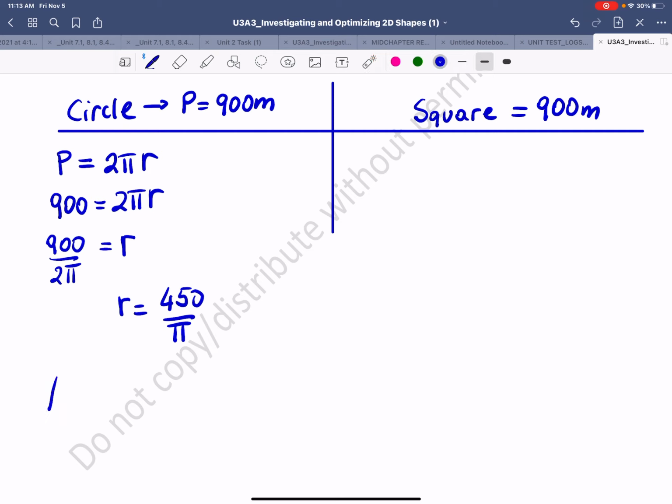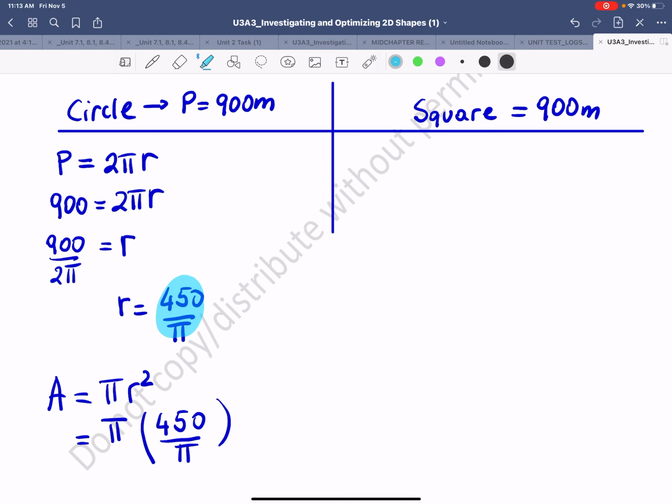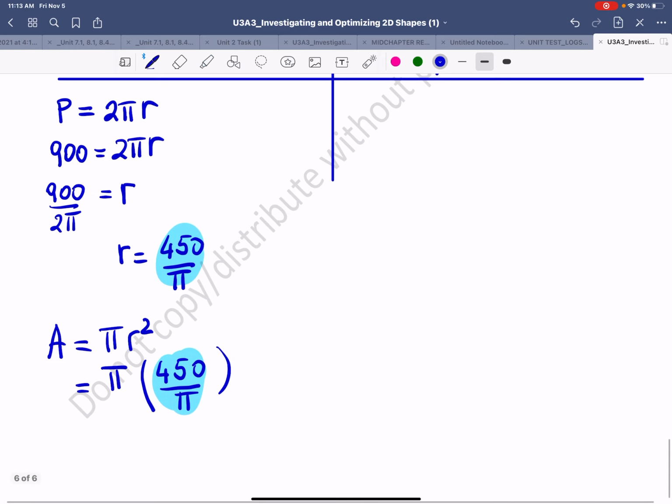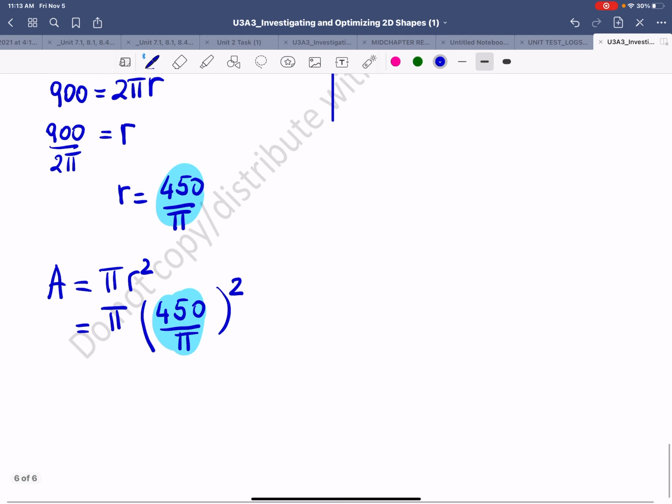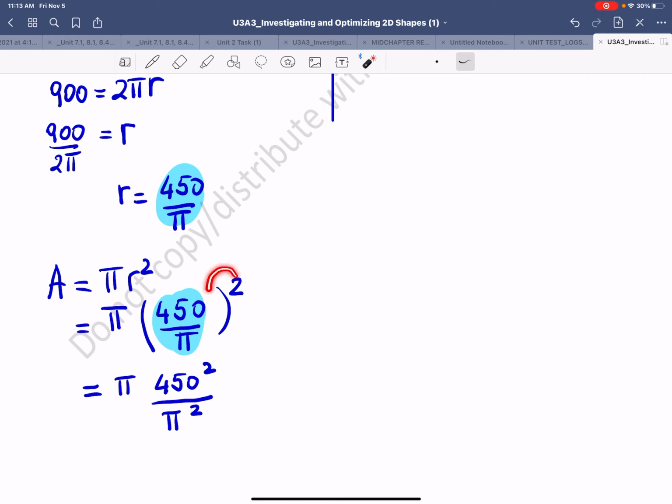The area. So the area of a circle is pi r squared. Pi r squared means that it is pi, and r in our case is 450 divided by pi. And that must be brought to the power of 2. So you can easily use a calculator now to find the value of this expression. But I decided to simplify a bit first. So that would be 450 squared over pi squared. So the square will apply to every part of the fraction.